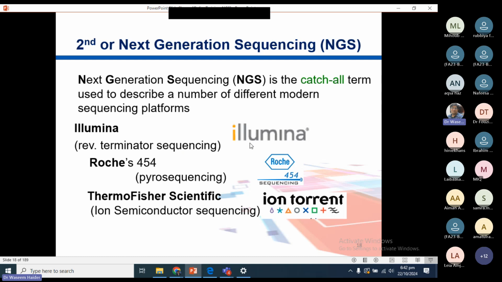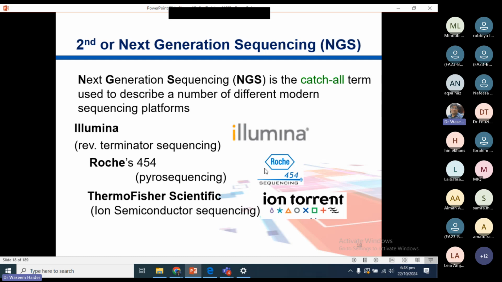I will show that in a moment. The company that did that was Illumina, maybe named after the luminescence, the light signal that comes out when the nucleotide is incorporated. That's why they named it Illumina.